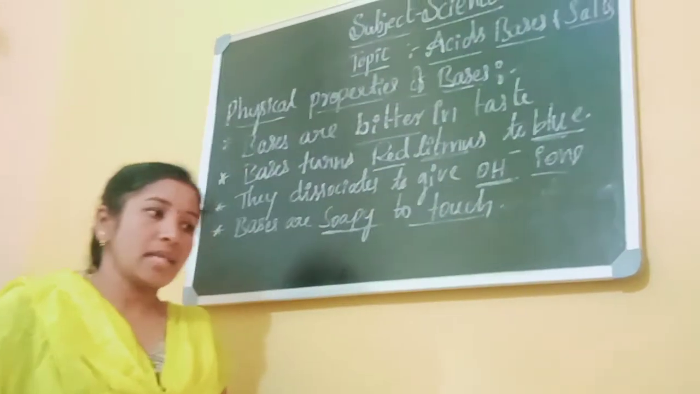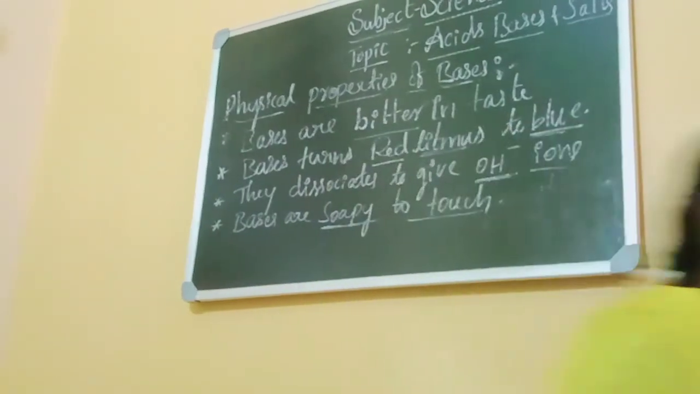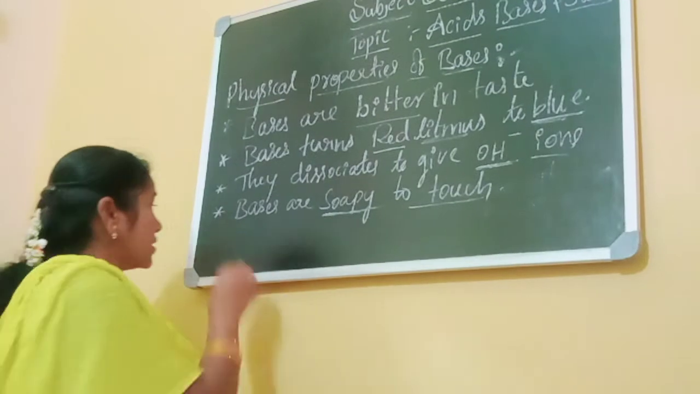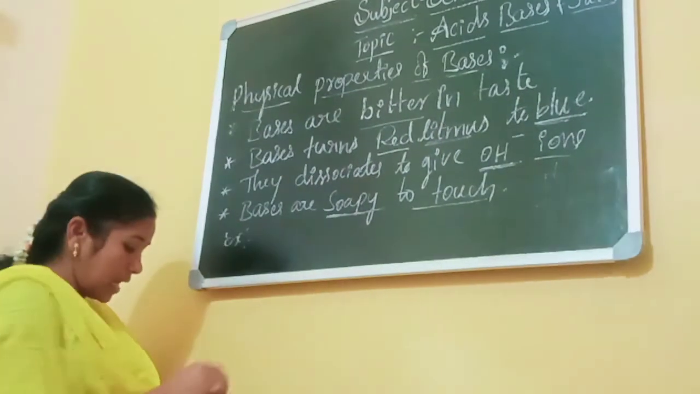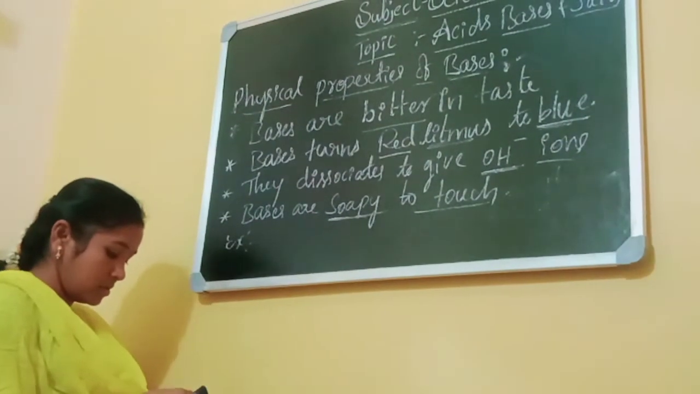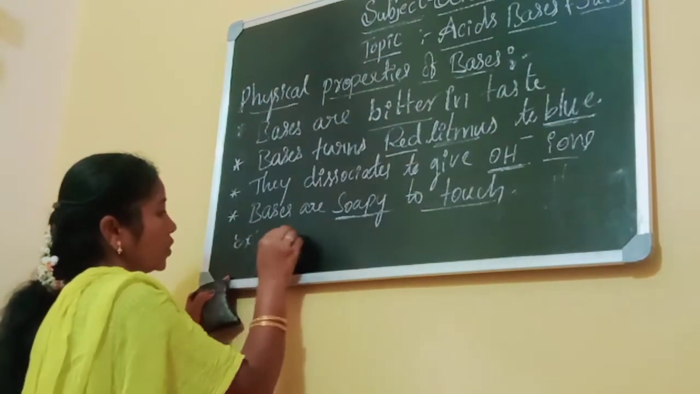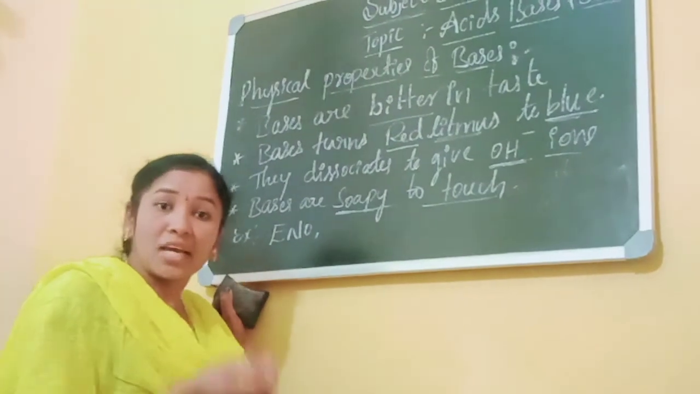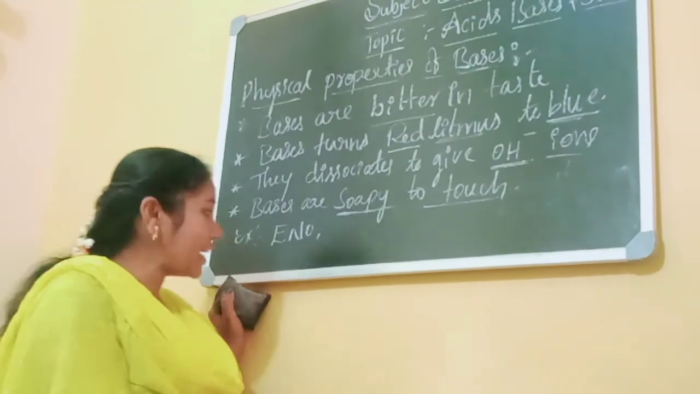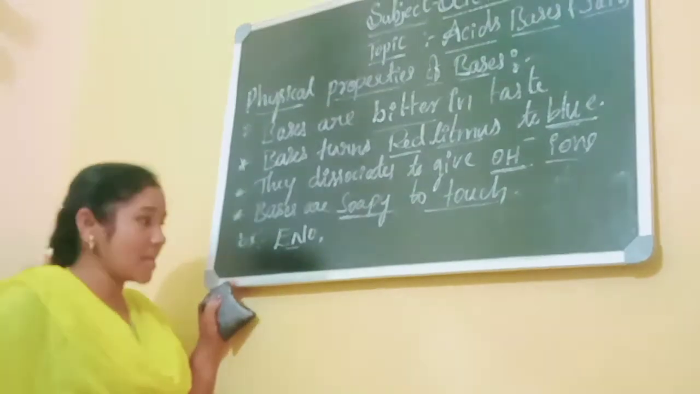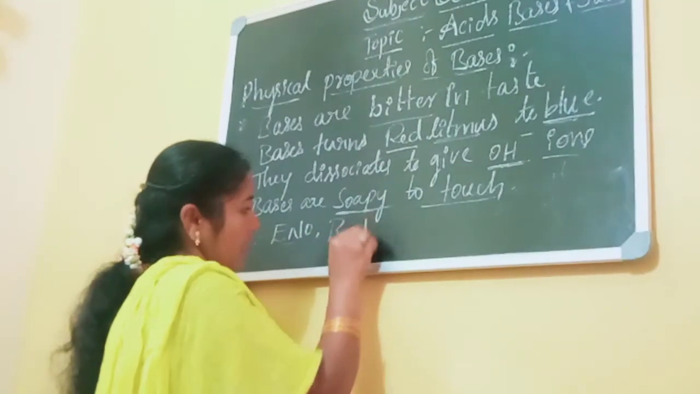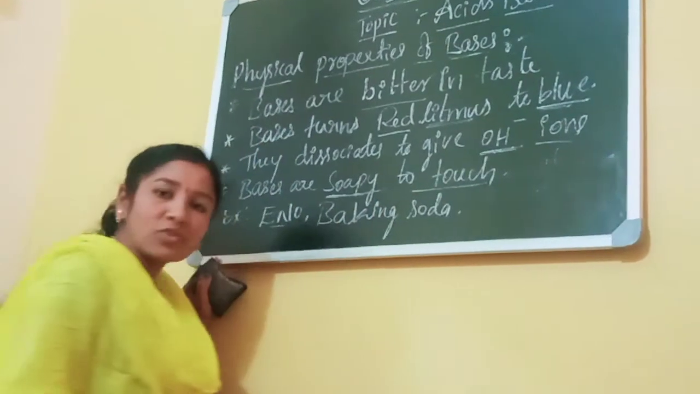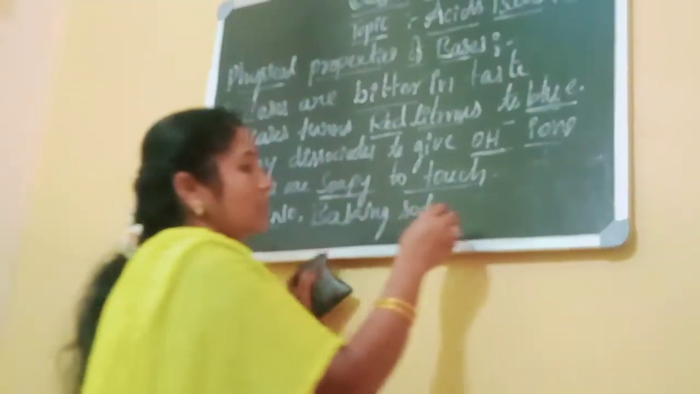Let's see now its examples. Some bases we are using in our daily life. Example, daily life bases. Eno: whenever we get acidity, at that time we use Eno. That is also an example of a base. And baking soda. Baking soda is also an example of a base. And toothpaste.